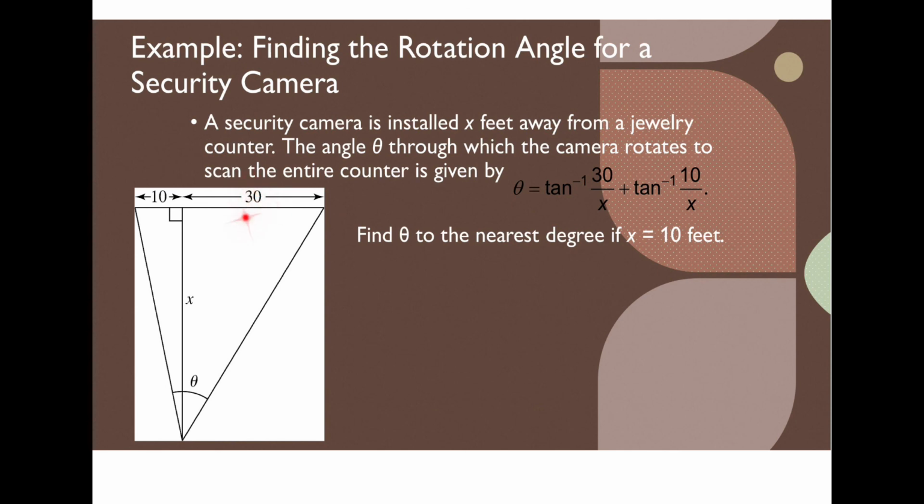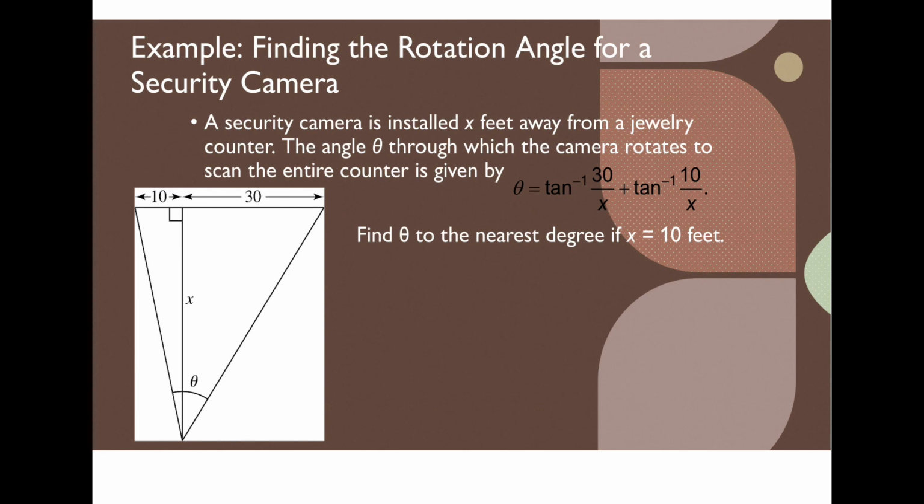So if we look at this as one thing here, 30 divided by, this would be my opposite over adjacent, right? The two legs of the triangle. This would be my opposite over adjacent for the second triangle. And we're told that the angle through which the camera rotates to scan the counter is given by this equation here. The question then is, find theta to the nearest degree if x is 10 feet. So if it's 10 feet away, what's going to be the angle that this camera would scan?